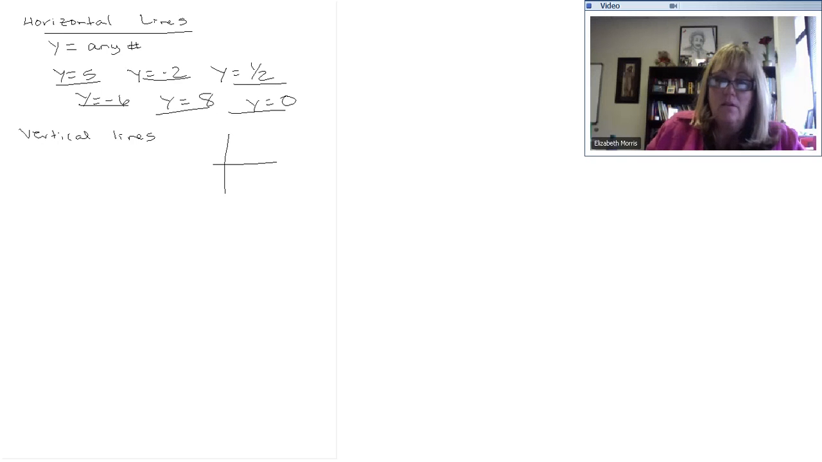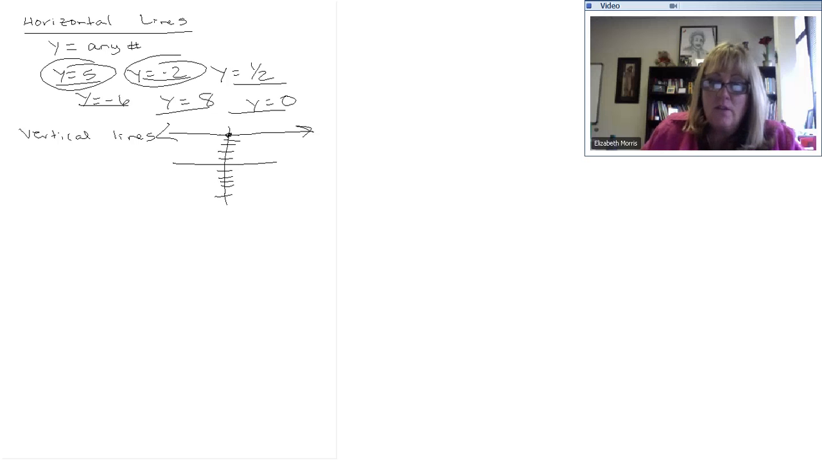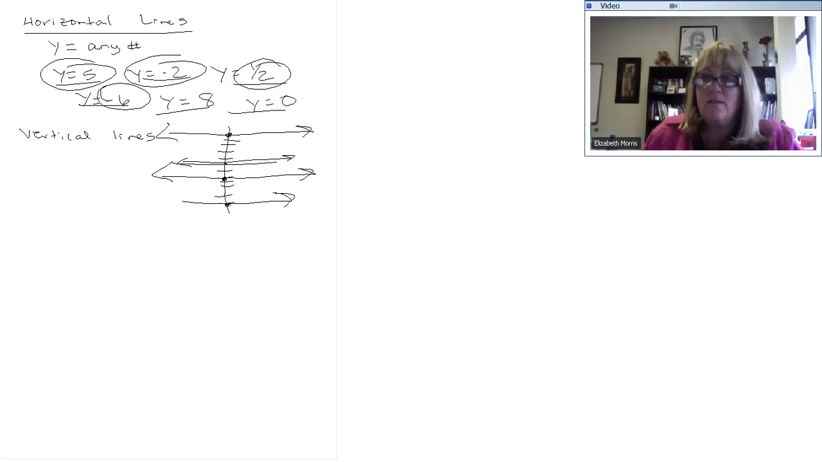And this is how easy it is to graph it. If y equals 5, that means a horizontal line going through 5. If y equals -2, you find -2, the horizontal line going through -2. Y equals 1/2, find 1/2, it's a horizontal line going through 1/2. Y equals -6, you find -6, and it's a horizontal line going through -6. That's it.